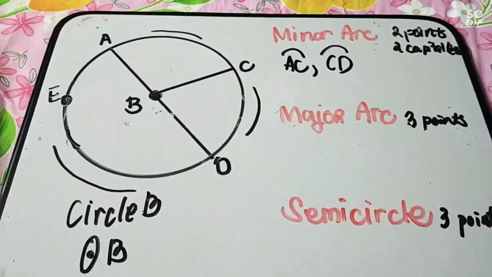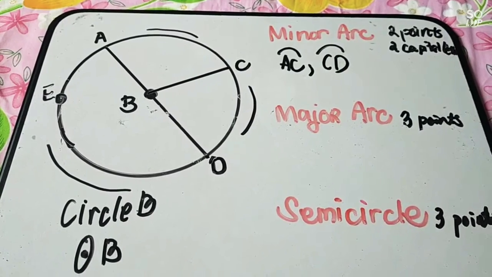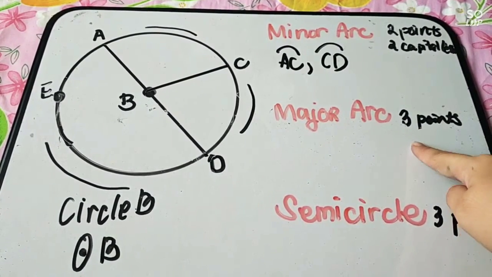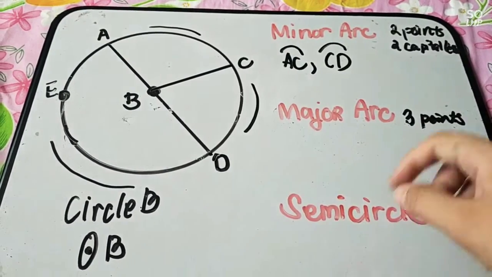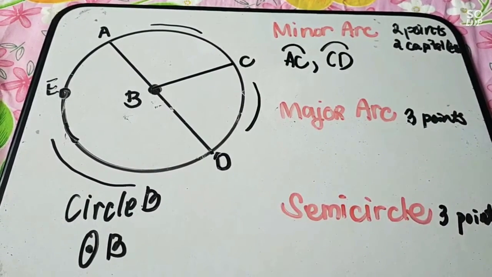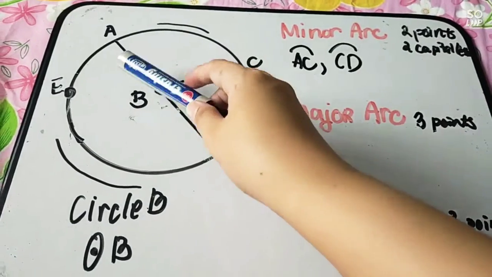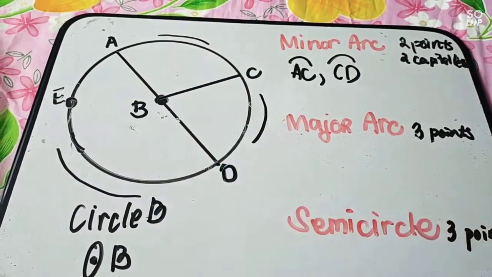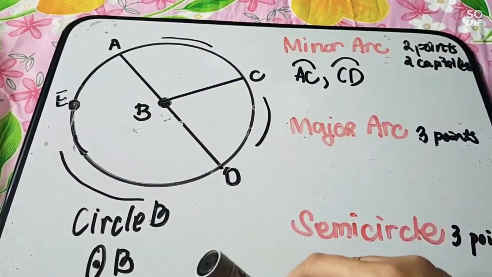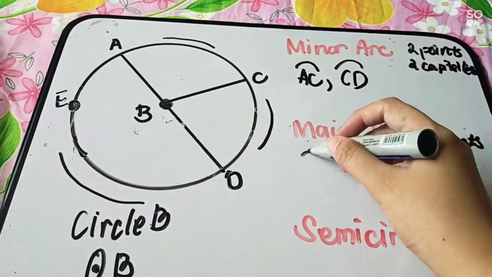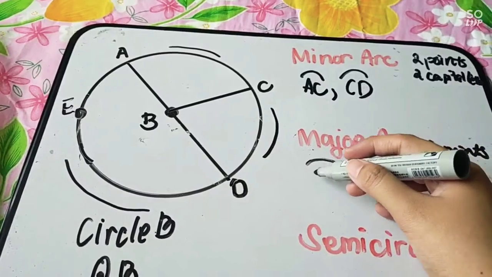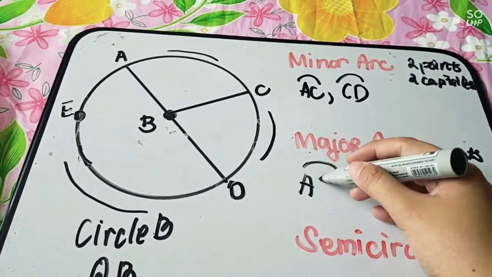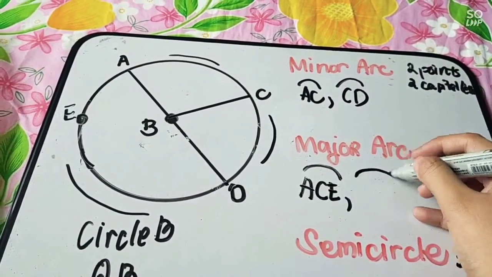Let's name the major arc. So we are going to use 3 points or 3 capital letters. That must be more than half of a circle. For example, this is the half of a circle, so kailangan sumobra ka ng ikot. So let us have arc ACE. So that is more than half of a circle.